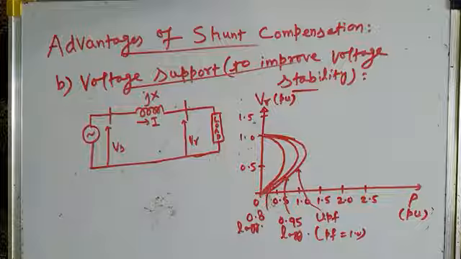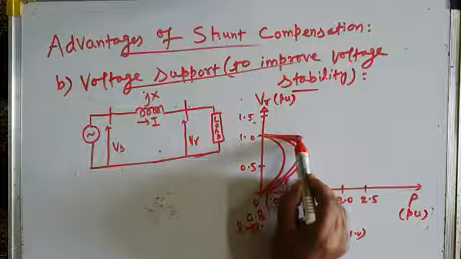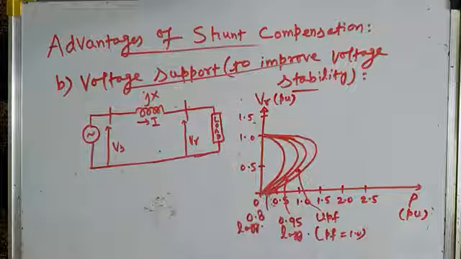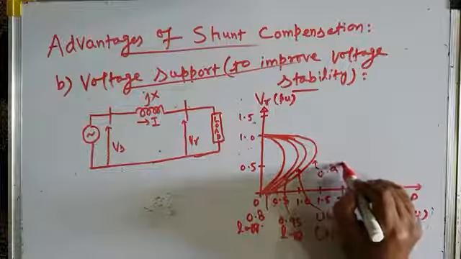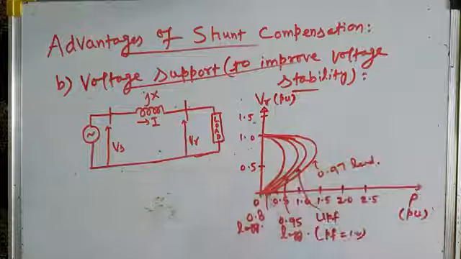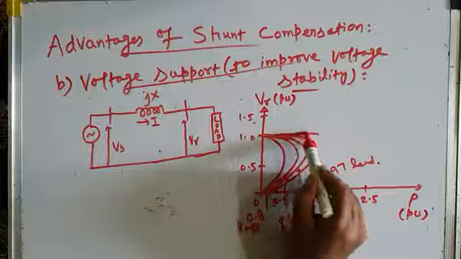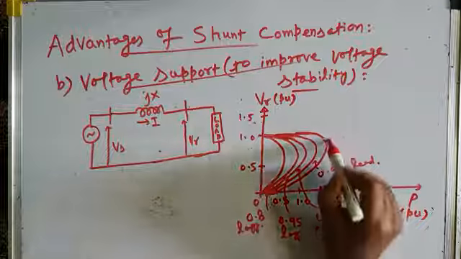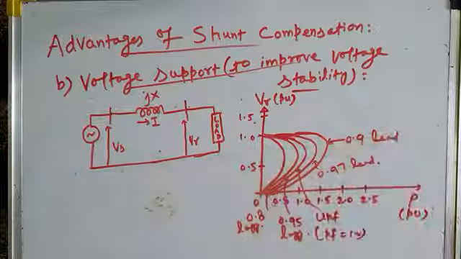And now let us assume our load is operating at leading power factor, and then we will have receiving end voltage versus power like this. And let us suppose the load power factor is 0.97 lead. Now this is leading power factor. And finally, this is 0.9 lead. 0.9 leading power factor. Okay.